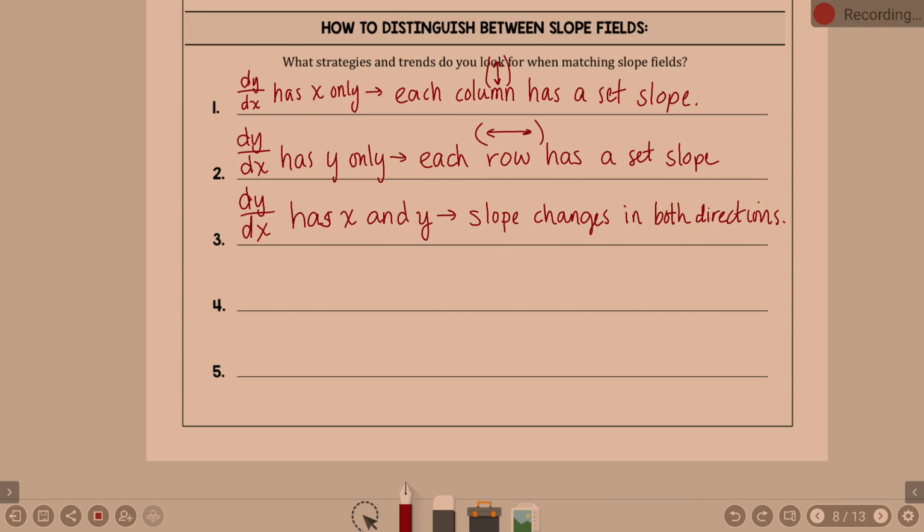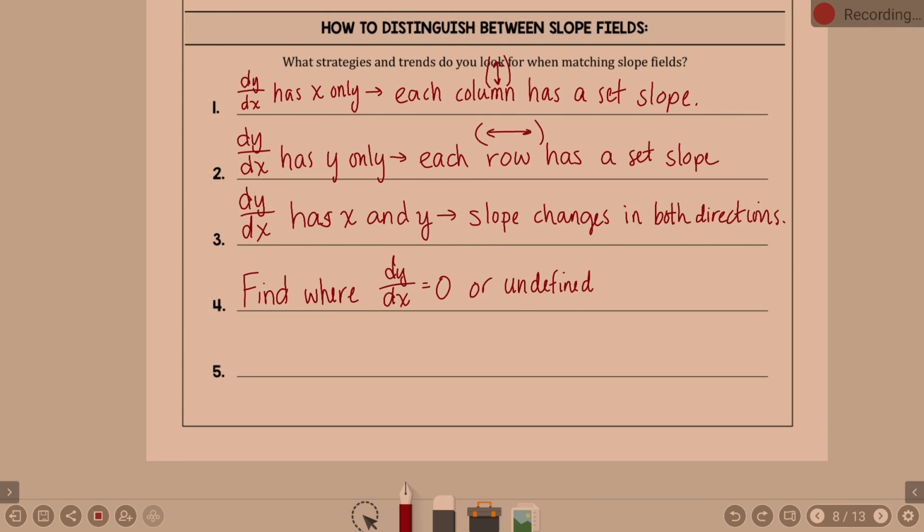Also zeros. So one of the things I would say is find where dy dx equals 0 or is undefined. I actually have 6 that I put on mine. So talking about where dy dx is 0 or undefined.